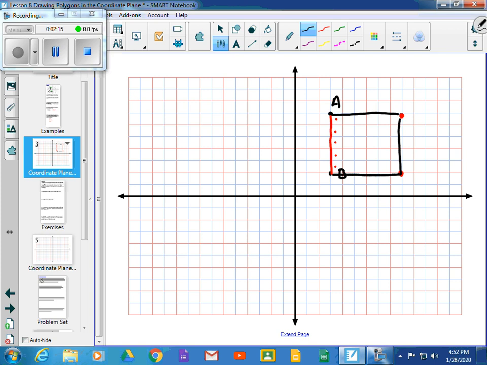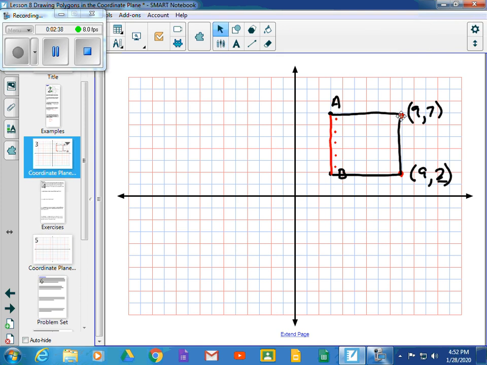So if I look at the coordinates for those points, this top right point is going to be at (9, 7), and the bottom right point is going to be at (9, 2). So we could write those down as possible answers. But those aren't the only answers.